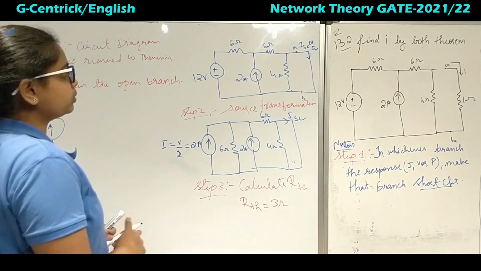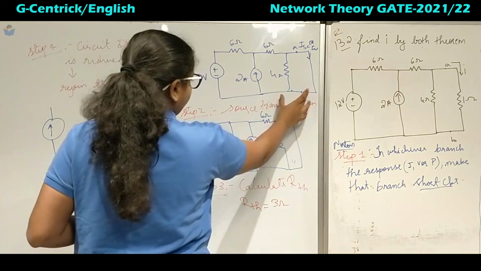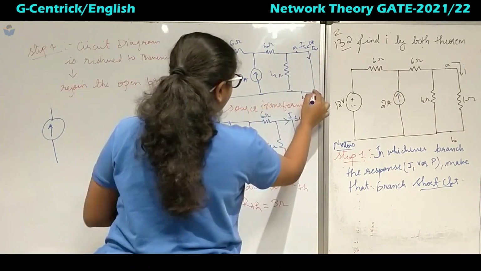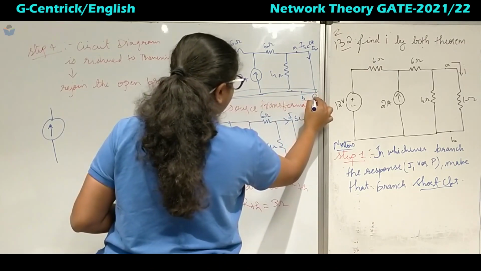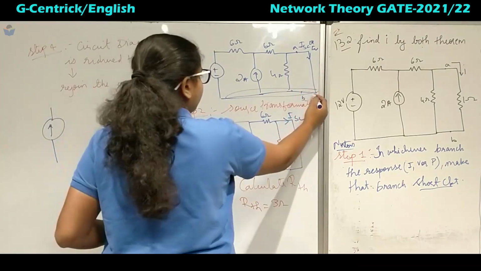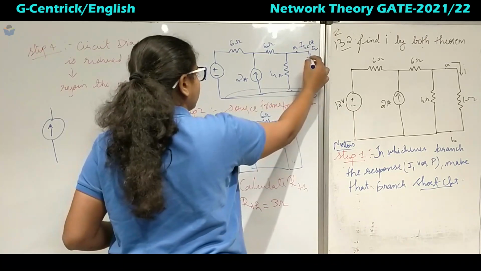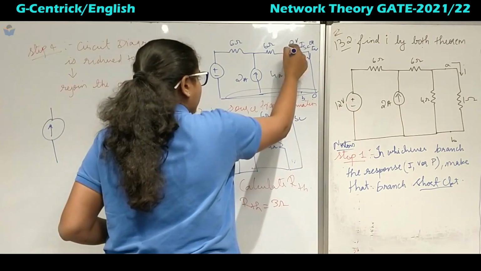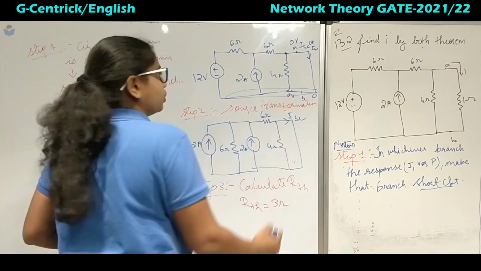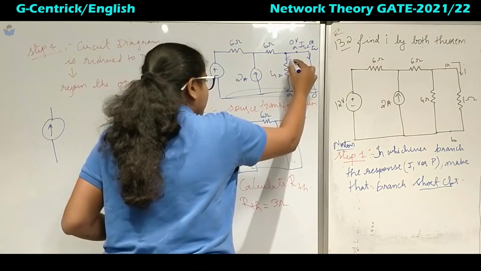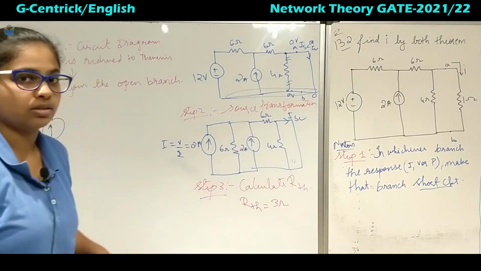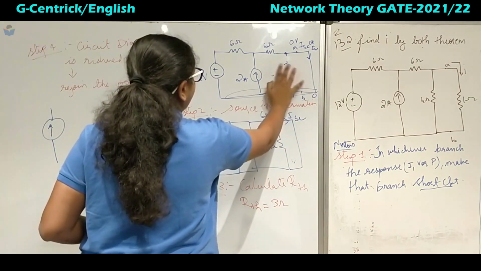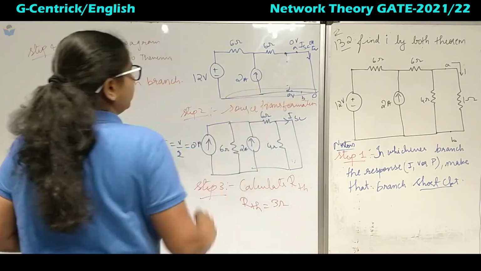And what will happen to this branch? If you observe carefully here, this branch, the 4 ohm, is short circuited, right? So now this will be 0 volt. Since this branch is short circuited, here also it will be 0 volt. So this node is also having 0 volt. This branch does not have any significance, so this will be open. The 4 ohm will have no role in this.